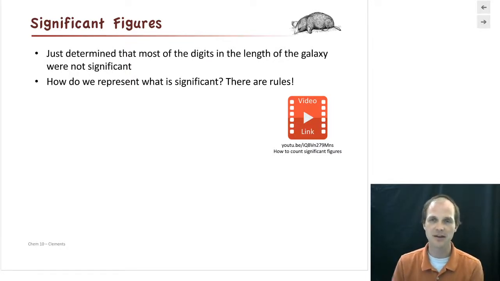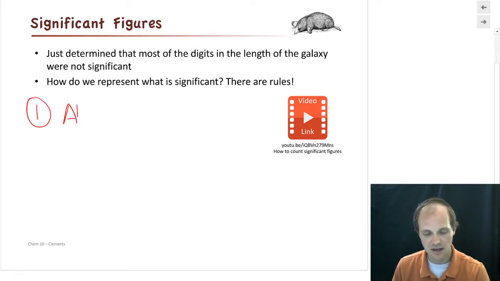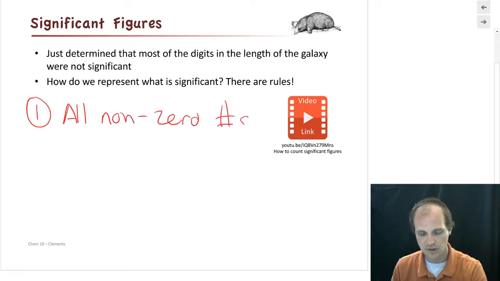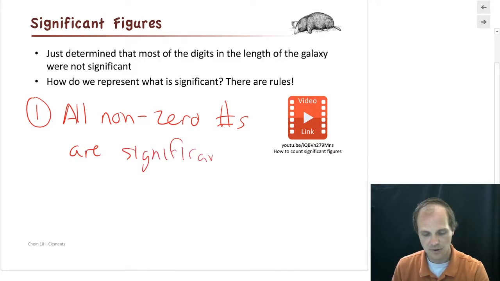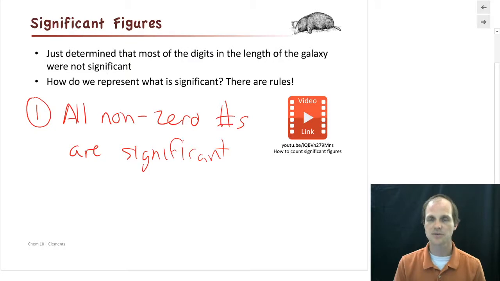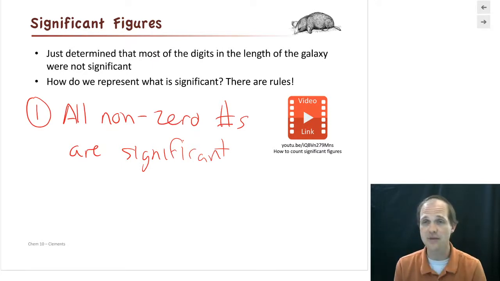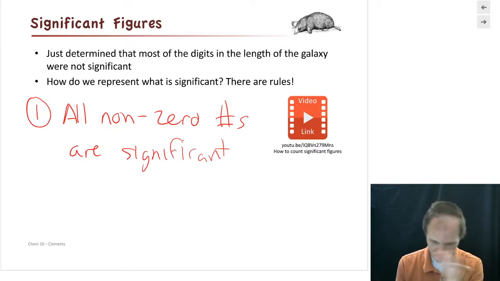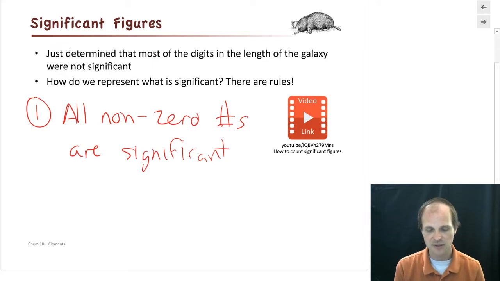So how do we represent what's significant? And just like many other things, there's rules for doing this. Rule number 1 is that all non-zero numbers are significant. All non-zero numbers are significant. So whenever I write a number and it's got a 3 or a 7 or a 4, I'm telling someone I measured that number, or someone I know did. I measured that number and it is a 3 because I measured it, I took a ruler out, I know that's a 3 or a 7 or a 4. Okay, so all non-zero numbers are significant.